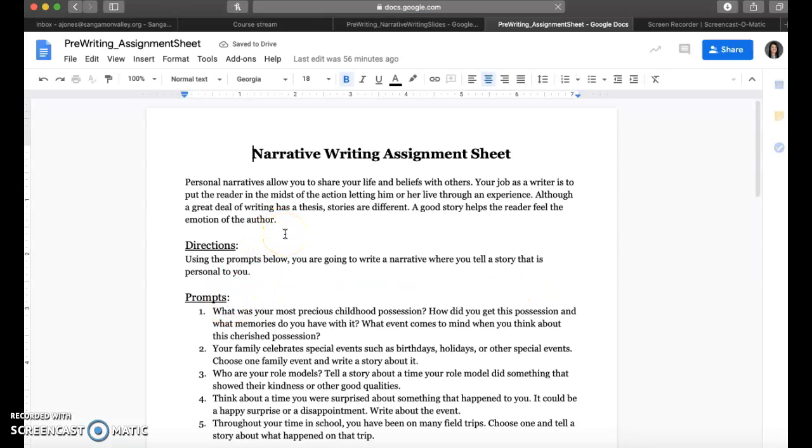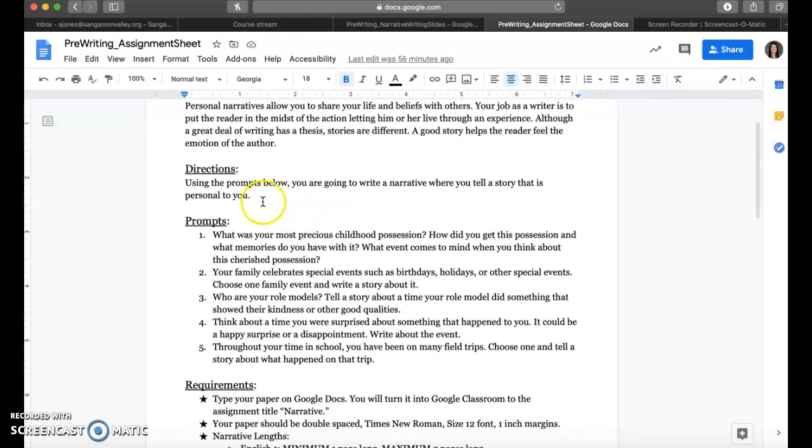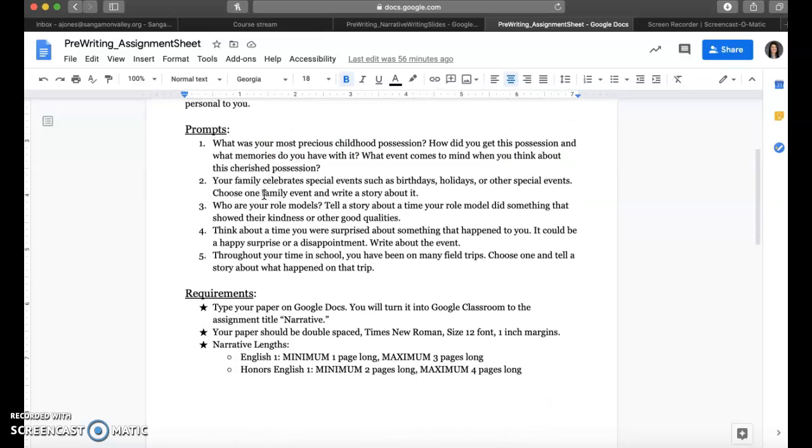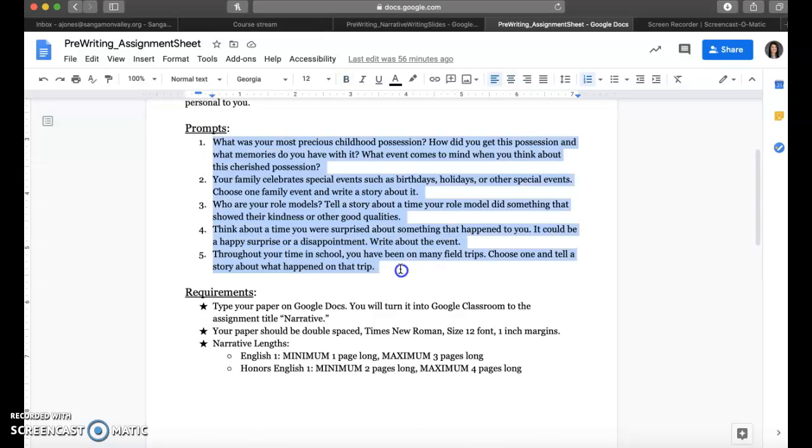It says at the top, personal narratives allow you to share your life and beliefs with others. Your job as a writer is to put the reader in the midst of the action, letting him or her live an experience. Although a great deal of writing has a thesis, stories are different. A good story helps the reader feel the emotion of the author. So directions: using the prompt below, you are going to write a narrative where you tell a story that is personal to you. You've got 5 prompts here.